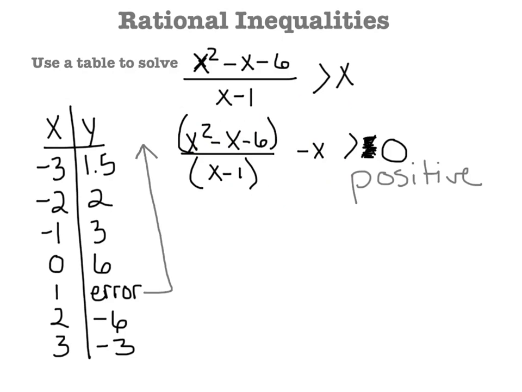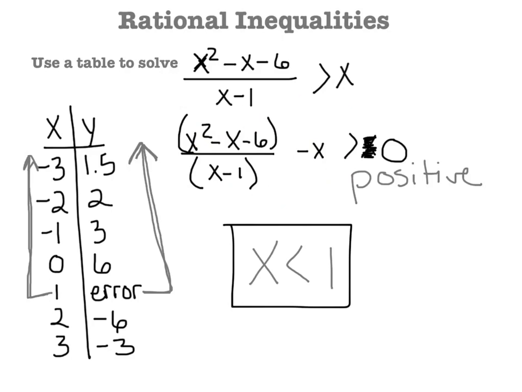So we're going to start at the asymptote, and all the x values from 1 on down, so less than, so x is less than 1, all the x's that are less than 1 give you y values that are greater than 0. So that's the answer to the inequality.